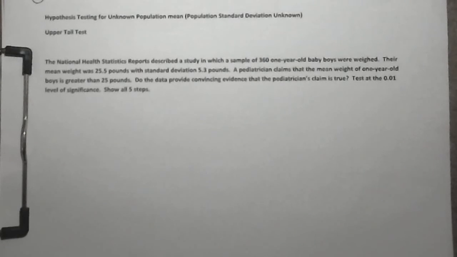Welcome back, everybody. This next hypothesis test is going to be an upper tail test. And again, we're going to assume that the population standard deviation is unknown, and because of that, we're going to conduct what's called a t-test. This is how it reads.